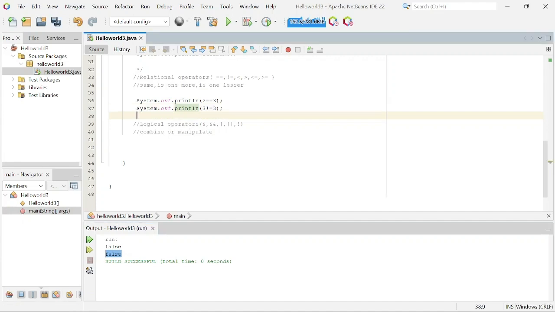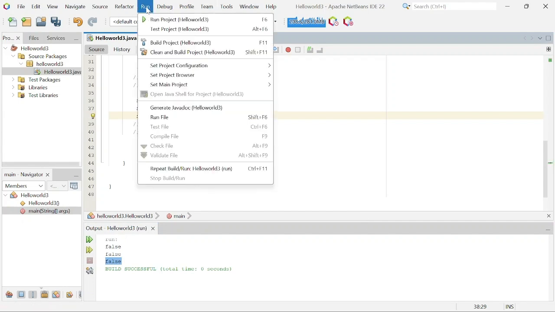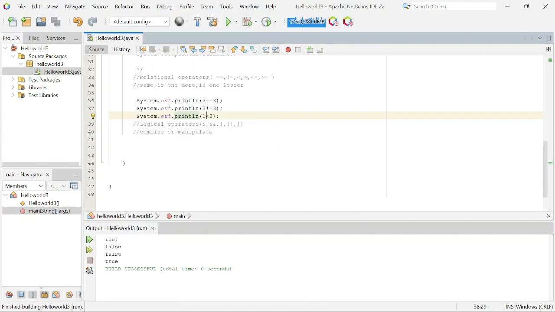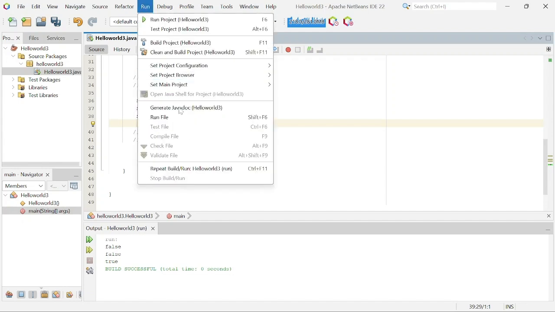So let's look at another one. Let's say I tell 3 is smaller than 2. Is this true? No, it's false. So you'll get false. But if I tell 1 is smaller than 2, then it's true. The same goes for the bigger sign. Just compare these two operands. 1 is not bigger than 2, so you'll get false.